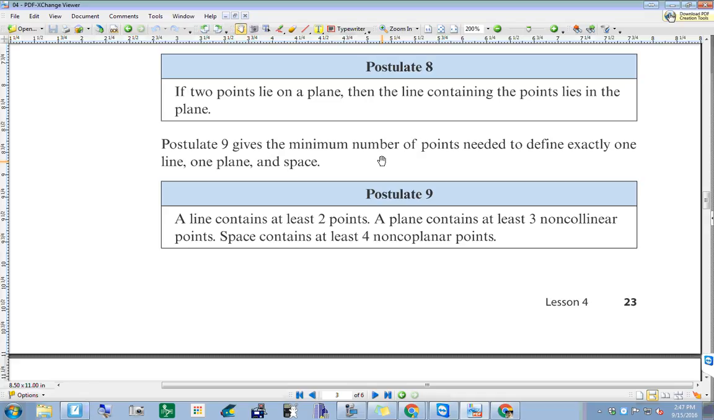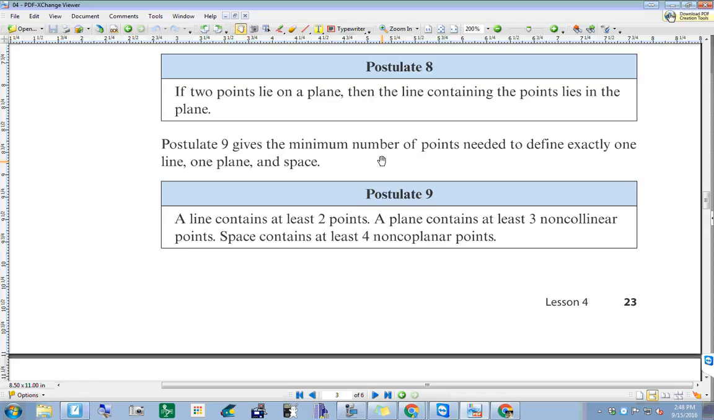Now, postulate 9. A line contains at least 2 points. A plane contains at least 3 non-collinear points. And space contains at least 4 non-coplanar points. So, if I want to represent this room as space, now you got to remember, you guys take up space, right? If I want the space of this room, do I have to figure out what the length is, what the width is, and what the height is? Sure, I need to know those 3 things.